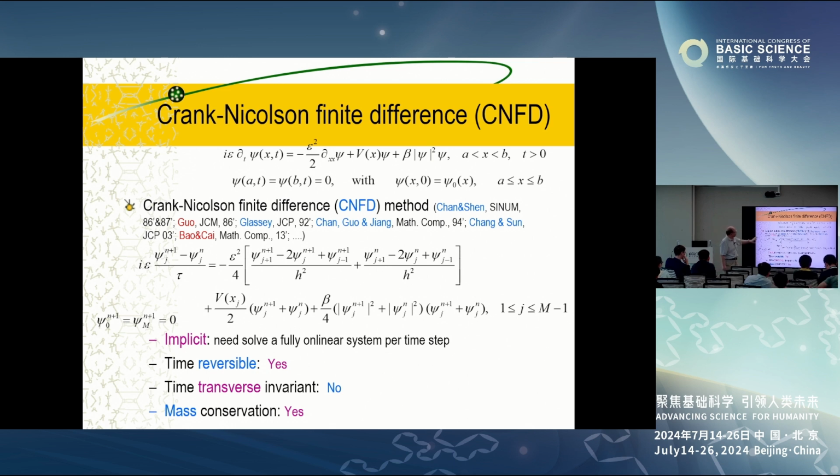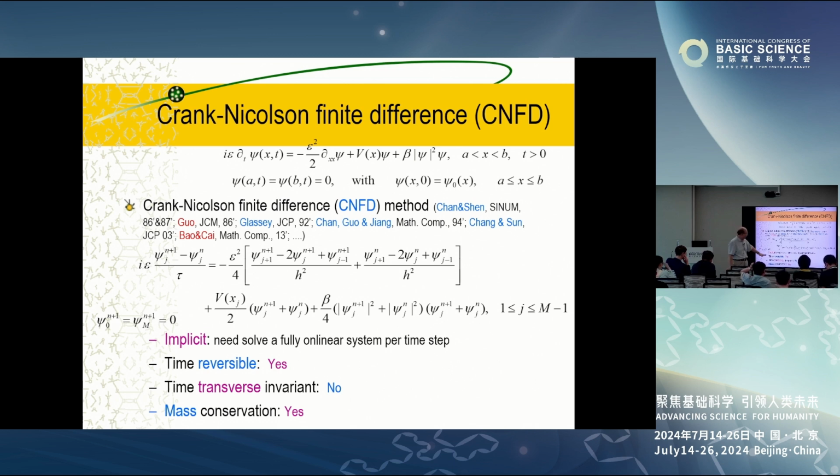So the method is very simple. Basically, in time, you do a second order trapezoidal rule. In space, second order central difference. The only difference is for this nonlinear term, you do a special average so that this scheme can have the properties of mass conservation and energy conservation. So the scheme, of course, is implicit. From Tn to Tn plus 1, we need to solve a fully coupled nonlinear system. Obviously, one dimension is simple, but high dimension needs a lot of work.